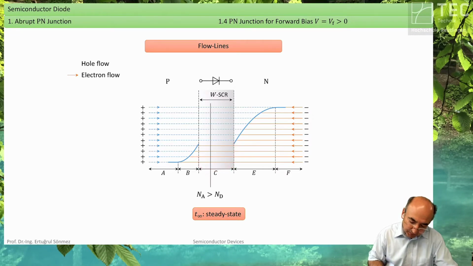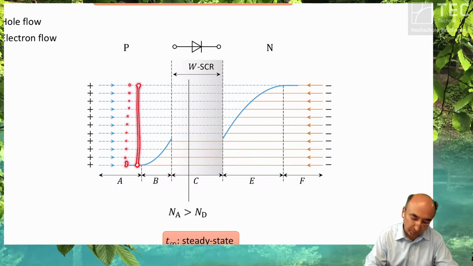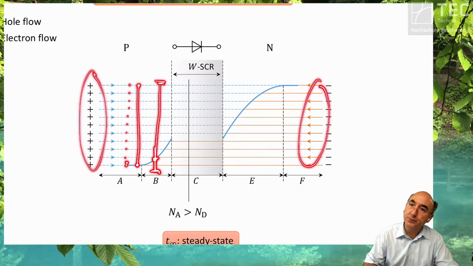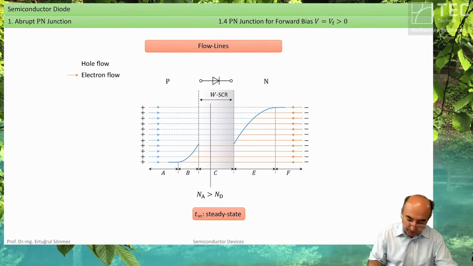But what we see at each and every location is that the number of flow lines is constant. That means the current is constant. It doesn't matter whether the current is carried by holes, or partly by holes and partly by electrons, or completely by electrons. The current is constant. Okay.